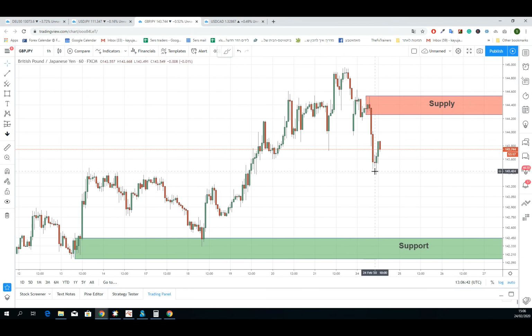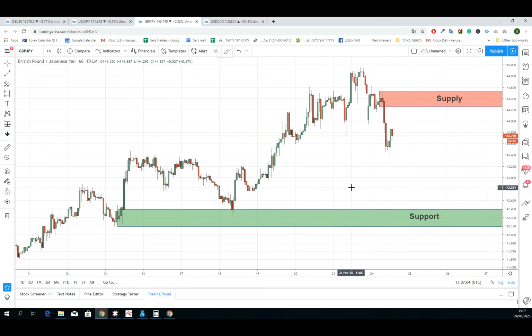On the reaction down, the price created another new supply here. So that will be the next level for me to look for a sell position. If the price gets to this supply, I definitely look for a sell position at this level. And the target, at least the first target, will be this support. You can see also a nice and very clear picture here.